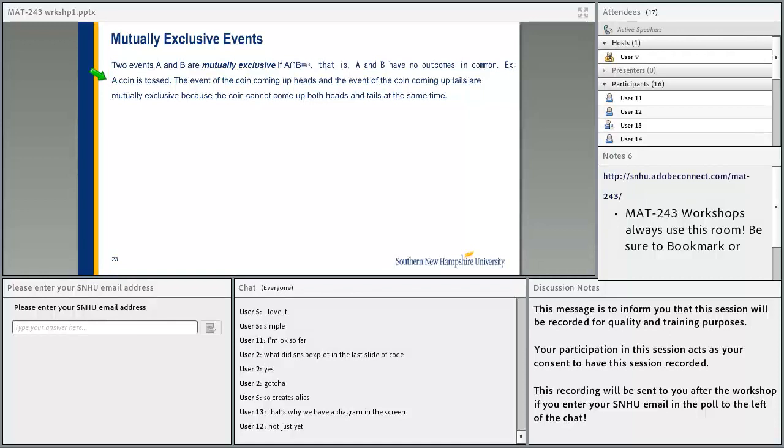For example, a coin is tossed. The event of the coin coming up heads and the event of the coin coming up tails are mutually exclusive because the coin cannot come up with both heads and tails at the same time. Mutually exclusive events are those where if one occurs, the other event cannot occur. So when a coin is tossed, you can either get heads or you can get tails. You cannot have both of them.